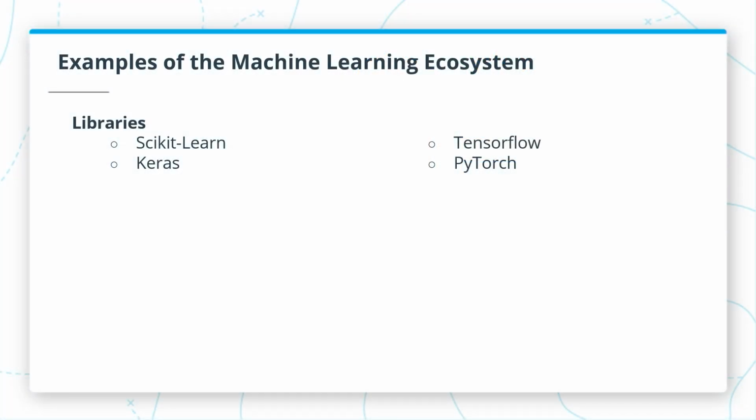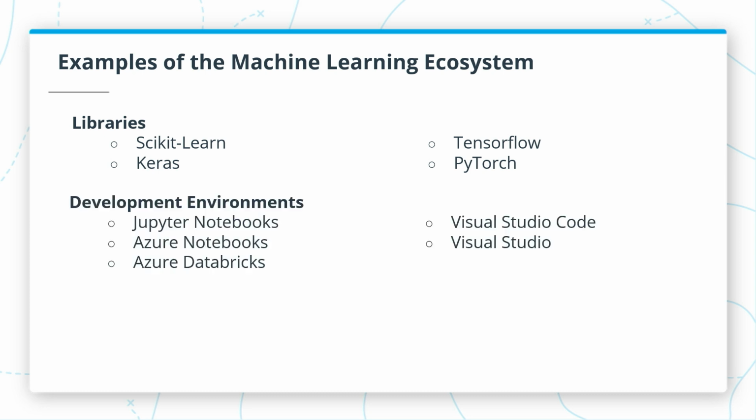In a machine learning ecosystem, you will typically need libraries, development environment, and services to provide support for the entire development process. In a typical machine learning ecosystem, you will use libraries such as scikit-learn, which is a classical machine learning library, and Keras, TensorFlow, and PyTorch, which are deep learning libraries.